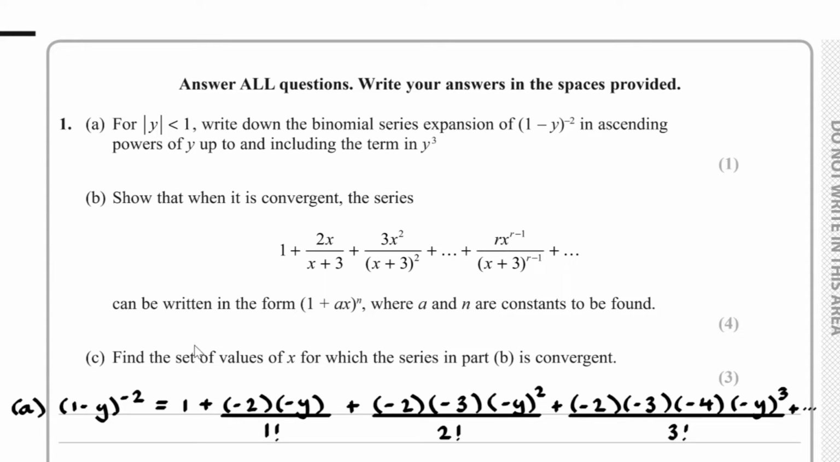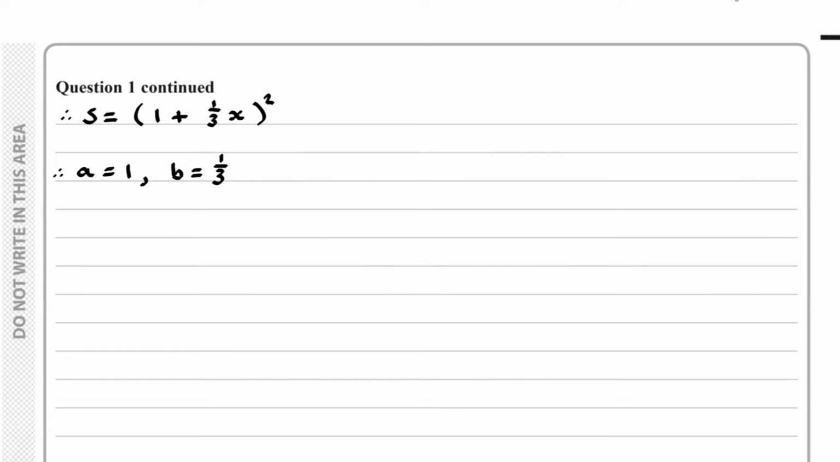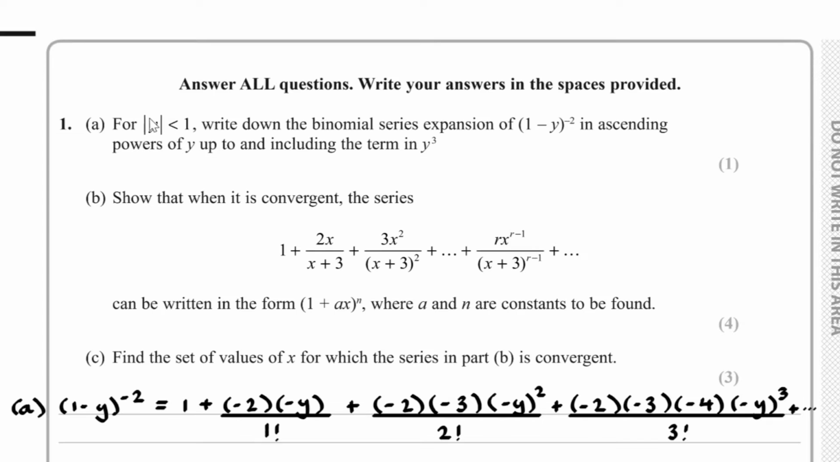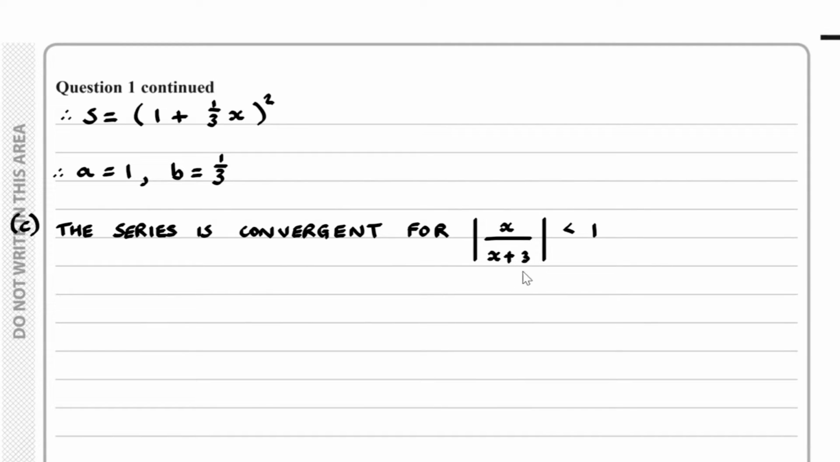For part C of the question, we have to find the set of values of x for which the series in part B is convergent. Now, we know from part A that the absolute value of y is less than 1, and we already know what y is. That's x over x plus 3. And so therefore, for part C, we can see the series is convergent for the absolute value of x over x plus 3 being less than 1. We're replacing y with x over x plus 3, which is why we got this result.